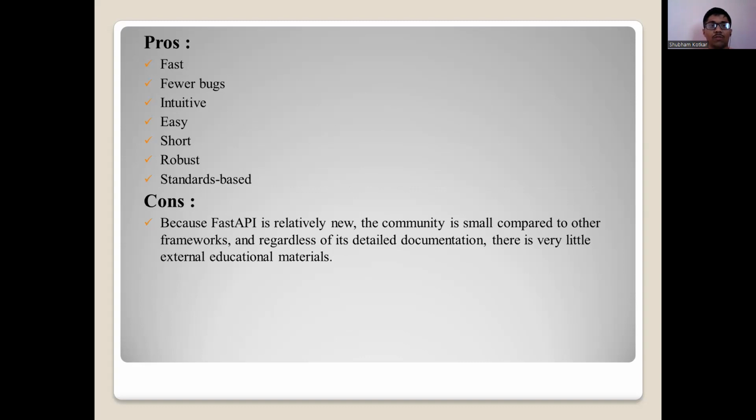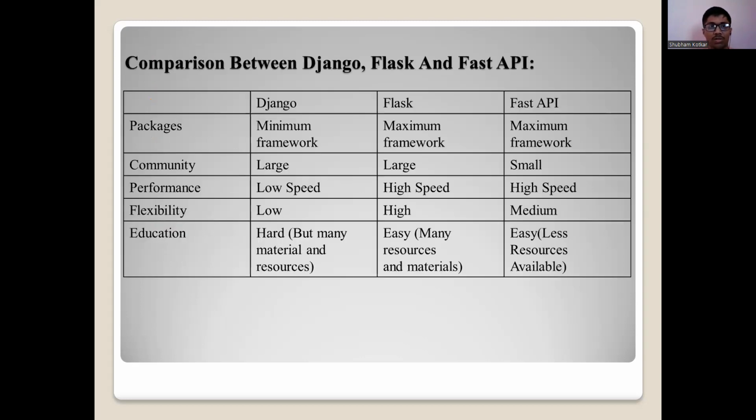First, the pros of FastAPI: it is fast, it has fewer bugs, and it is easy, short, robust, and standards-based. Also, the cons of FastAPI: FastAPI is new and the community is small compared to frameworks like Django or Flask. It requires more detailed documentation, and there is also less educational material available on the internet and fewer resources.